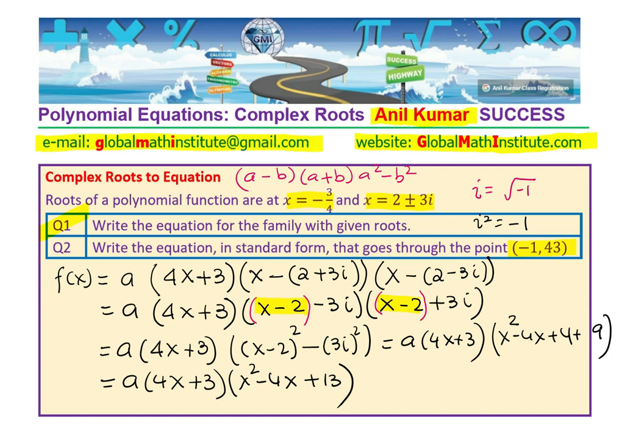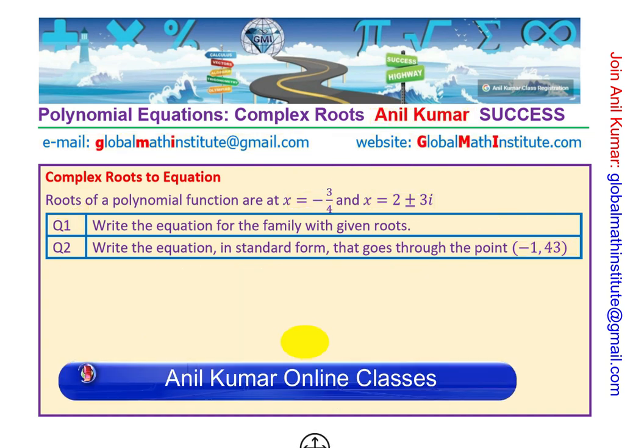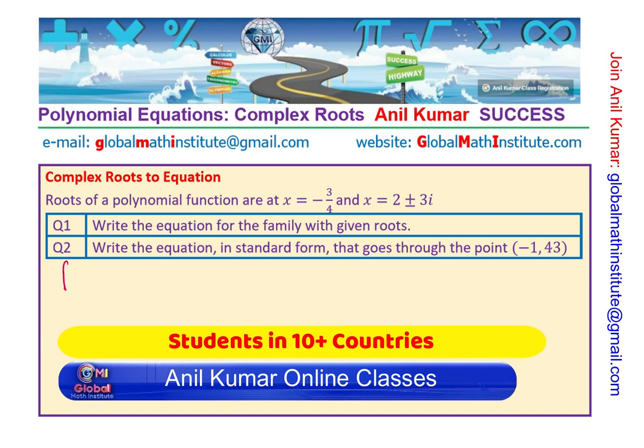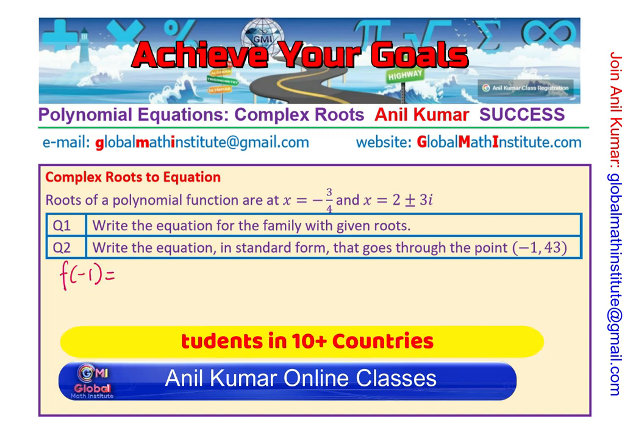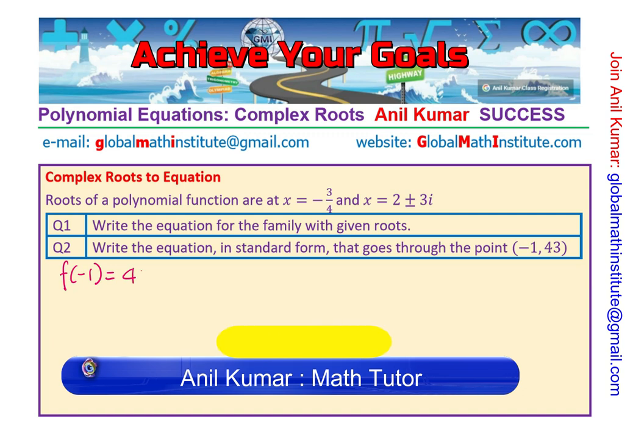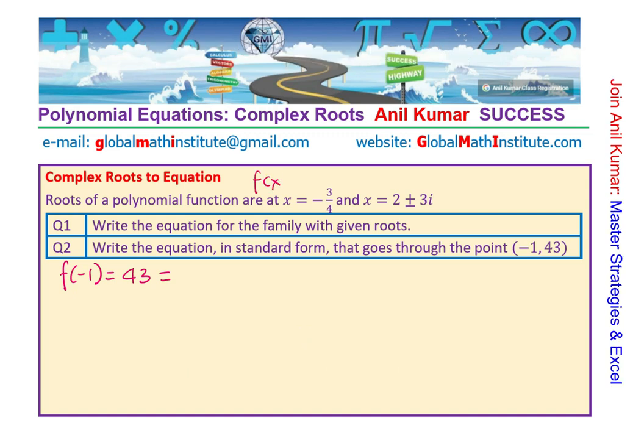Perfect. Now we can do part 2. We are applying the point (-1, 43). We can find the value of a. So let's move on further. I hope it is absolutely clear. So now we have f of minus 1 equal to 43, and substituting minus 1 in our equation, which was what? Let me rewrite the equation here.